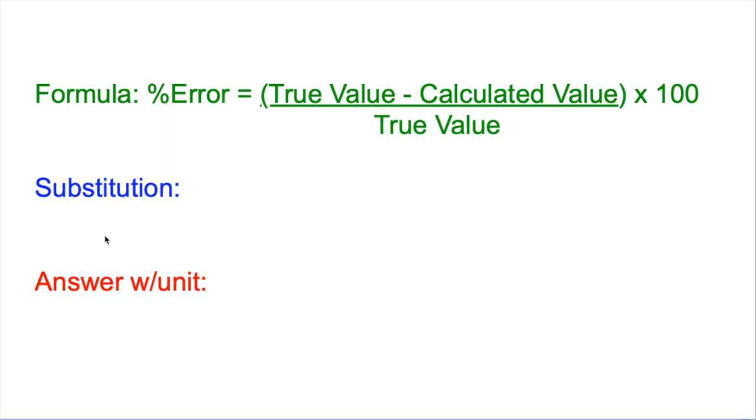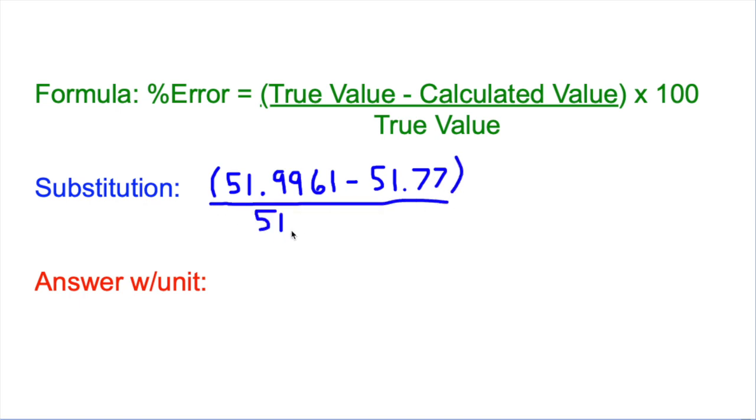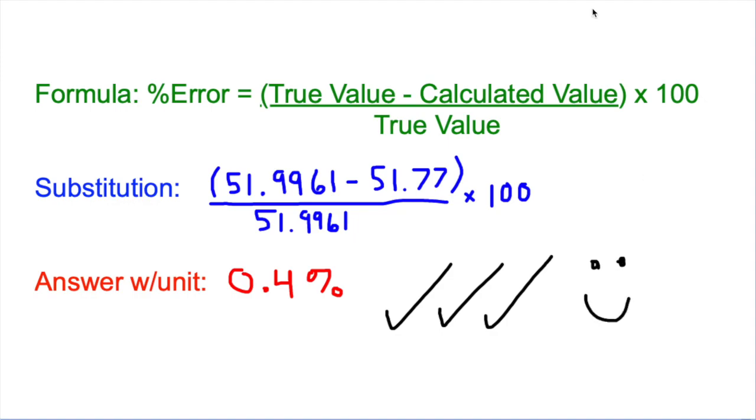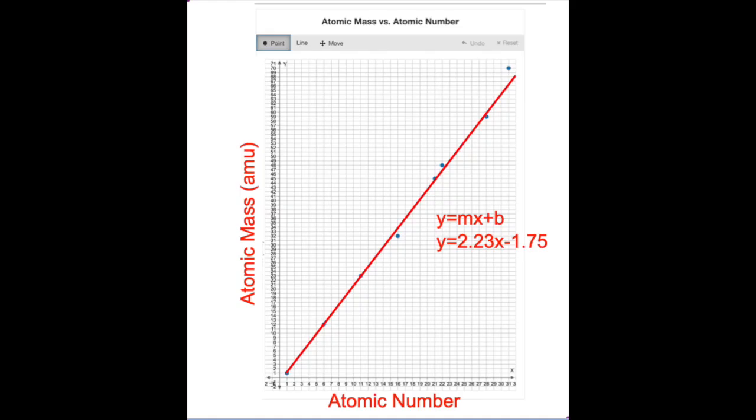Let's work out our percent error to see how close we really were. We take the true value, 51.9961, and subtract our calculated value, 51.77. We divide it by the true value and multiply it by 100. We are only off by 0.4%. That is fantastic. So our equation seems to be pretty accurate, at least for the first 31 elements that we used to collect our data. Try some other elements. You can use the graph to predict the atomic mass, then the formula to predict the atomic mass as well. You can compare it to the true value on the periodic table and work out your percent error.